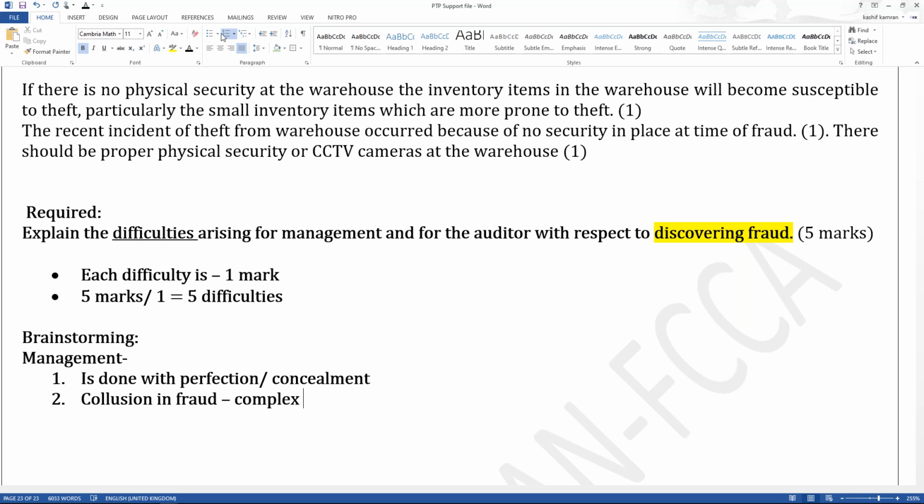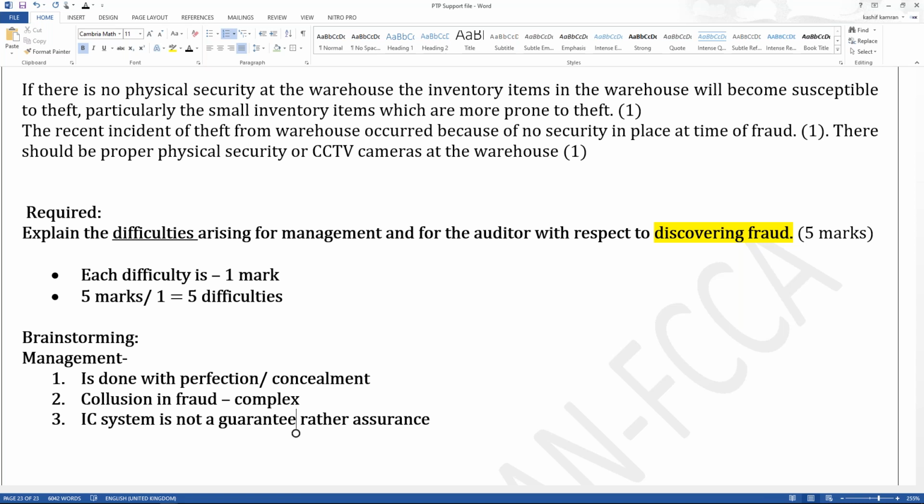Number three, it's difficult for the management to discover fraud because the internal control system is not a guarantee. It's not a guarantee, rather an assurance. Do you believe if you have an internal control system, you have a guarantee that every fraud will be discovered? Is that the case? Do you believe the internal control system is an assurance or a guarantee? The internal control system is not a guarantee, right?